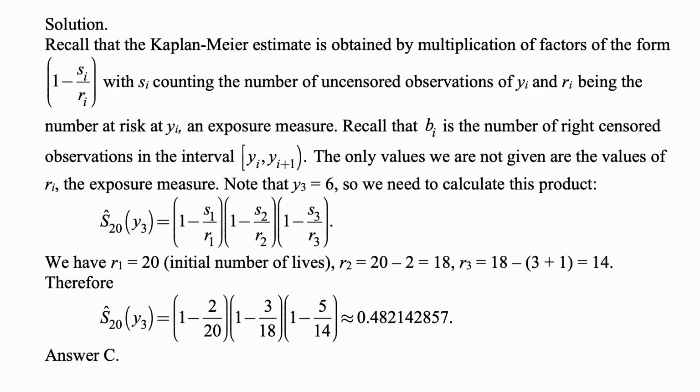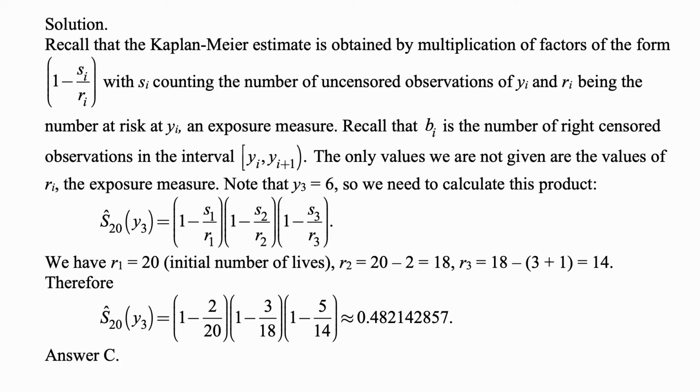As I said, Y3 is 6, so we need to calculate the product S hat 20 of Y3, which is going to be 1 minus S1 over R1 times 1 minus S2 over R2 times 1 minus S3 over R3. R1 is 20, that's the initial number of lives. R2 is 20 minus 2, because of 2 departures, and that's 18. And R3 is 18 minus 3 plus 1, 3 departures, 1 censored piece of data, and that's exposure of 14.